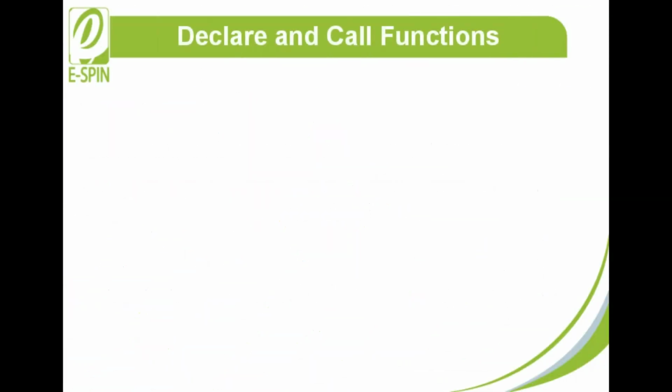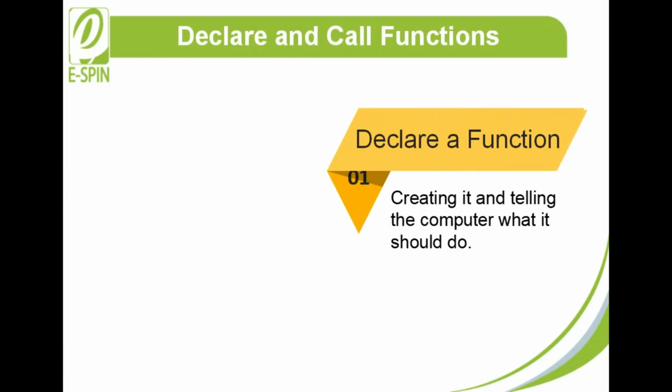Declare and call functions. 1. Declare a function. Declaring, or defining, a function means creating it and telling the computer what it should do. You give the function a name so you can call it later, and a body, the actual steps inside the function.